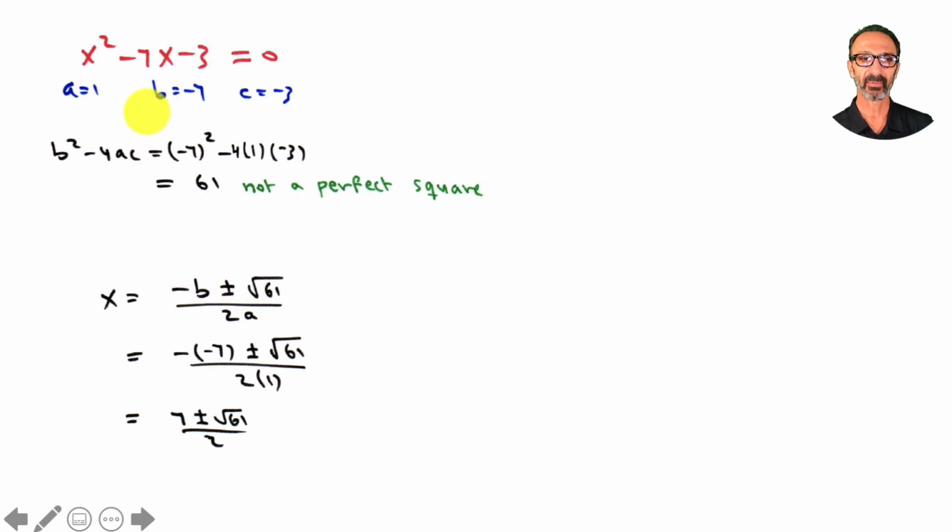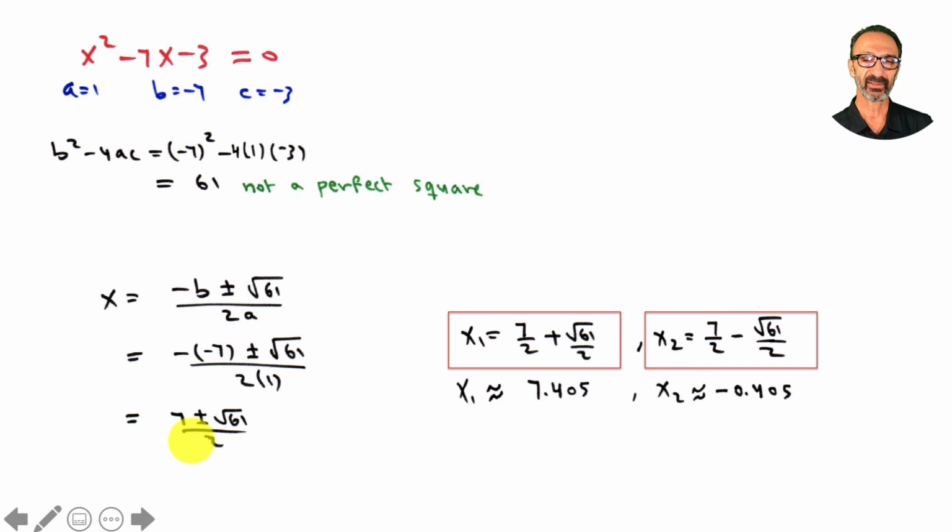Minus b, the opposite of b, will be positive 7. Minus b minus -7, that's a positive 7. Plus minus square root of 61, the discriminant, over twice a, but a is 1. 2 times 1 is 2. So writing this as two separate answers, it's 7 over 2 plus square root of 61 over 2, and 7 over 2 minus, that's the other option, square root of 61 over 2.